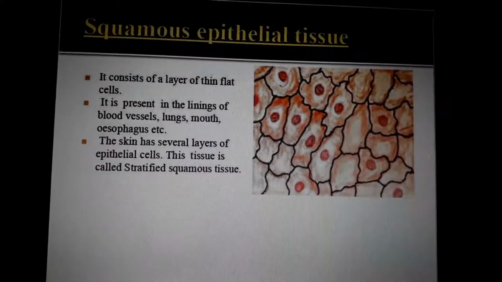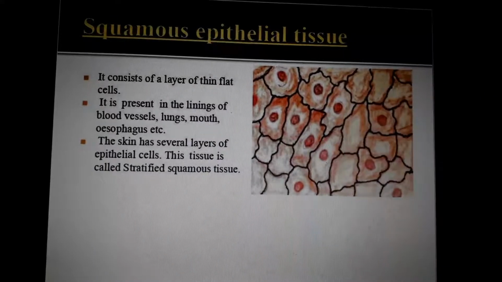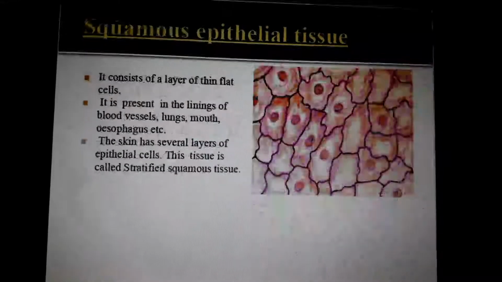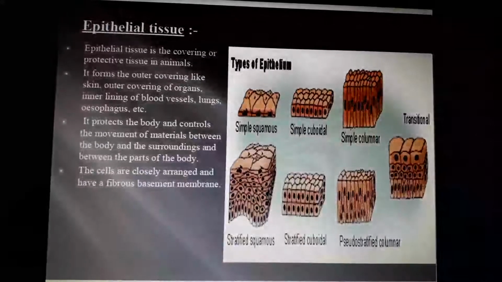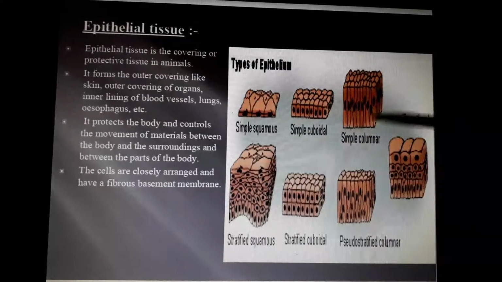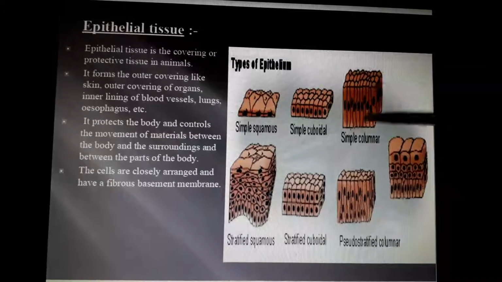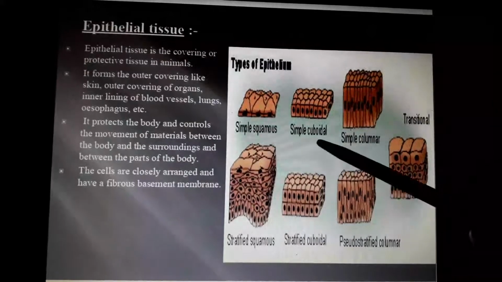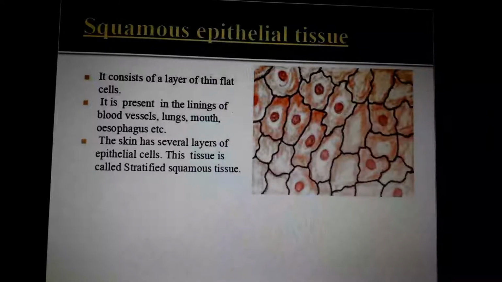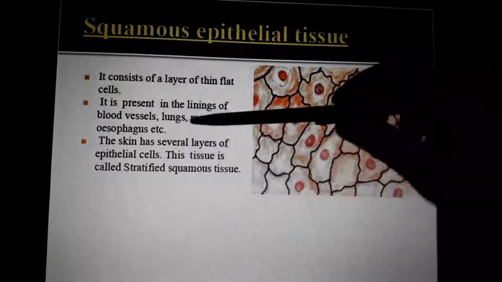It consists of a layer of thin flat cells. Thin cells are there, but in the case of cuboidal, the cells are cube-shaped. See, it's cubical in structure. Here it is a thin layer, this is cubical in structure, and this is like columns or cylinders. That is the difference between simple squamous, cuboidal and columnar. It is present in the lining of blood vessels, lungs, mouth, esophagus, etc. This part is important.